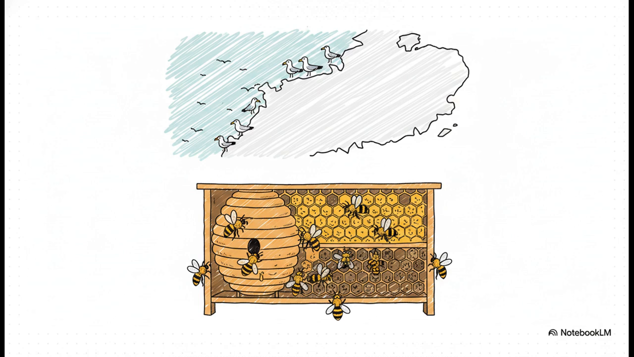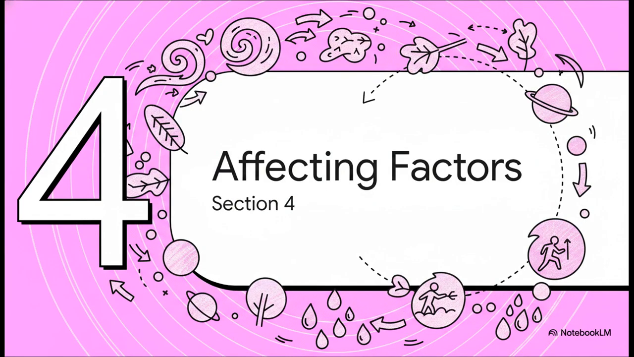Think of the intense teamwork in wolf packs, the family bonds in lion prides, or those incredibly complex insect cities found inside anthills and beehives. Next up, Section 4, What affects populations?